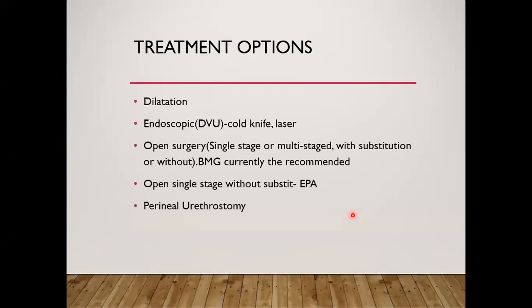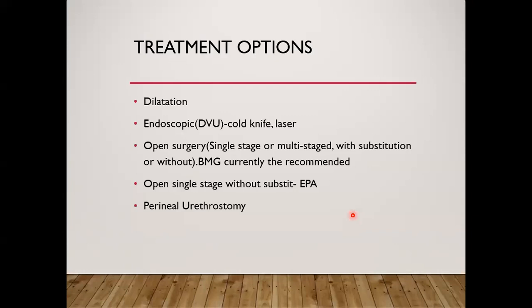So buccal mucosal grafts, BMG, are currently the recommended option. When we do grafting, or when we do the substitution, we can substitute with buccal mucosa. We can also even use skin graft. We can also use the tunica vaginalis. Basically, we can use different tissues, but buccal mucosal grafts now are the best.